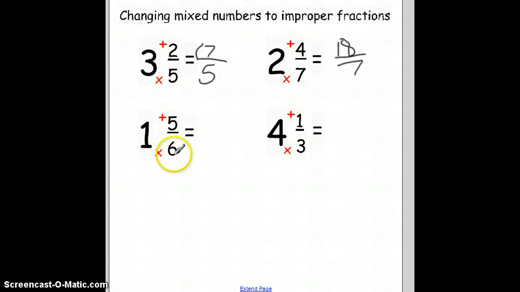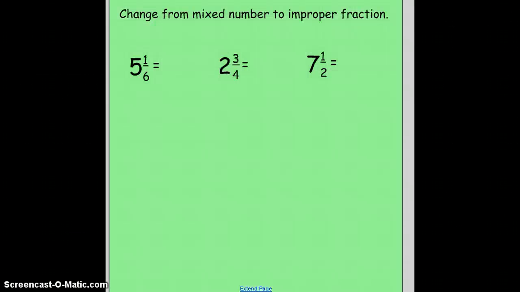So here we go around again. We're kind of going clockwise. So 6 times 1 is 6, plus 5 is 11. So we have 11/6. You're probably doing this before me. 3 times 4 is 12, plus 1 is, you've got it, 13/3. Perfect.